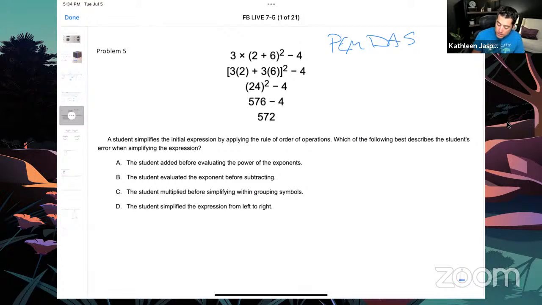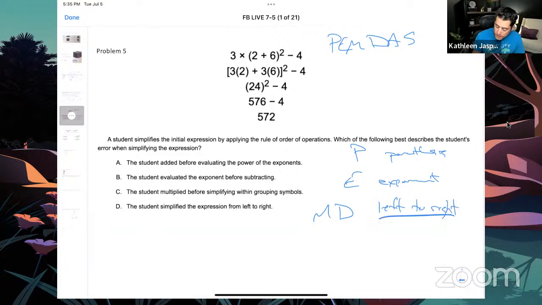So what I like to do is I do P for parentheses. Parentheses. E is exponent. And then this is important. MD, multiplication and division. Here's what's important. Left to right. I cannot stress this enough.